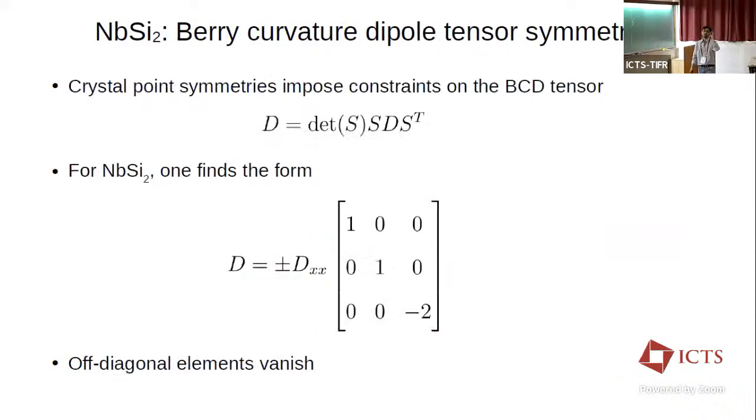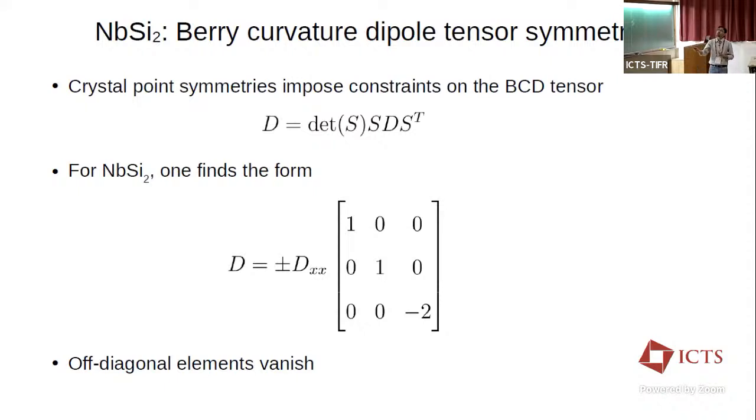Before we actually look at the computation of the Berry curvature dipole, we can also look at the symmetries. The crystal point symmetries impose constraints on the BCD tensor, as I had mentioned before. So you can write this equation where D is the BCD tensor and S is the representation of the symmetry that you are looking at. The determinant of S times S D S transpose should be equal to D itself, because the structure obeys certain symmetries.